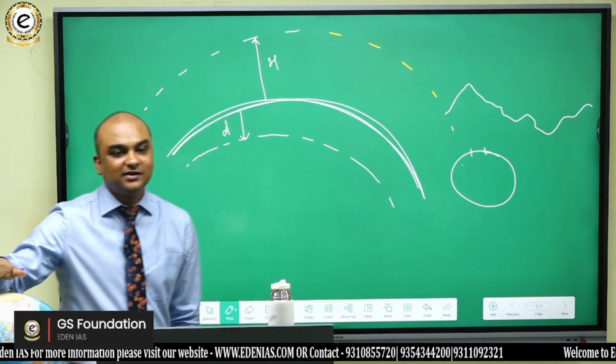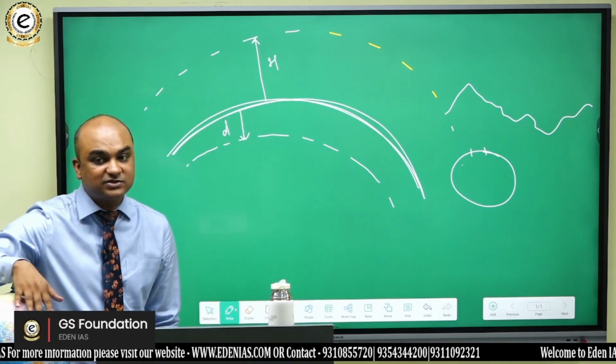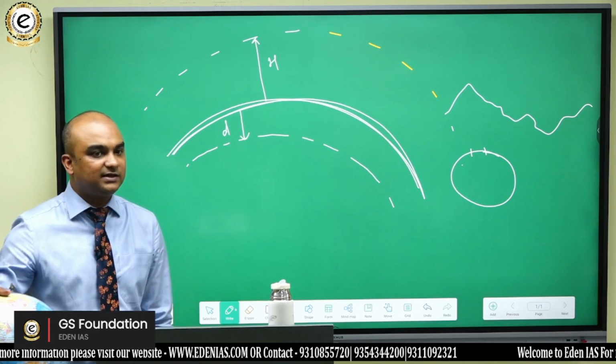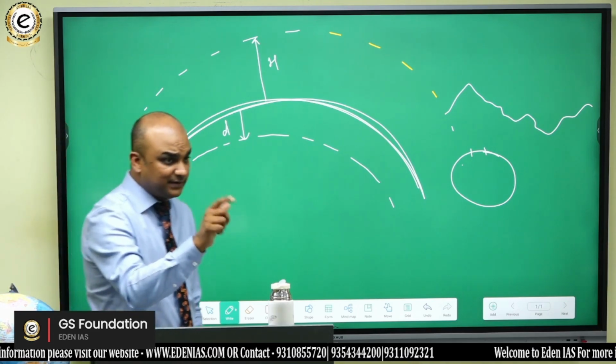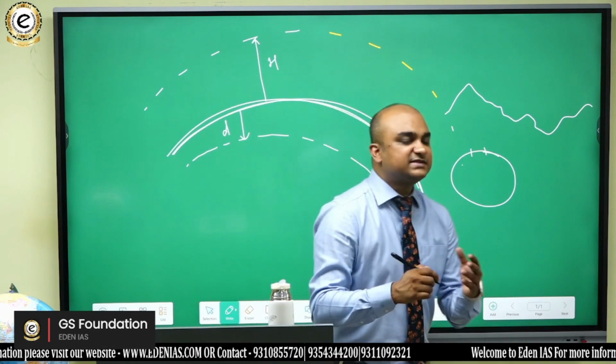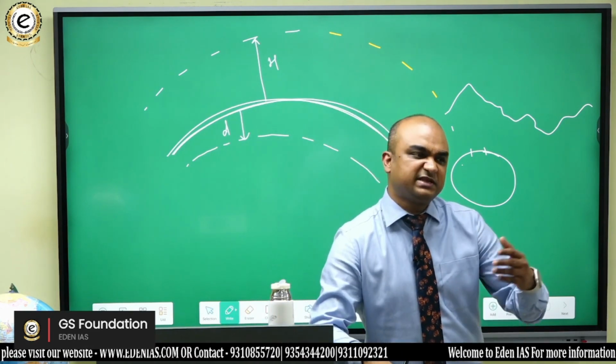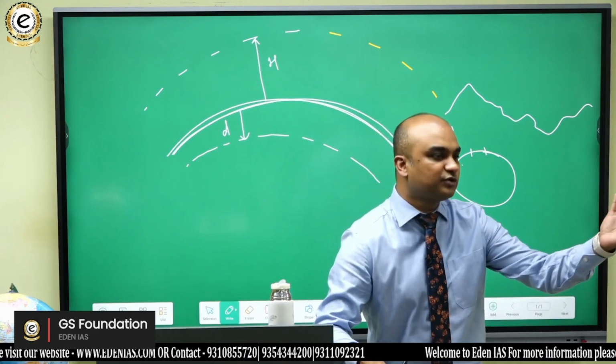So what kind of description is geographical description? It is how things are placed over a surface. That is geographical description. Ab ek cheez, describing, you said that telling something, giving detailed information about something, that is description.